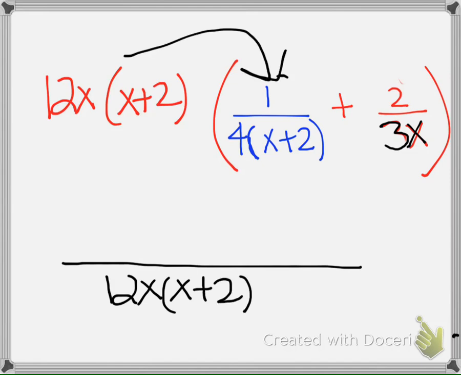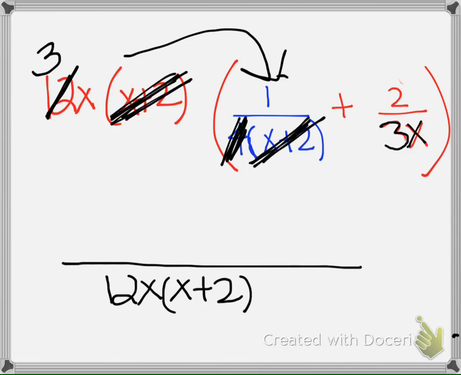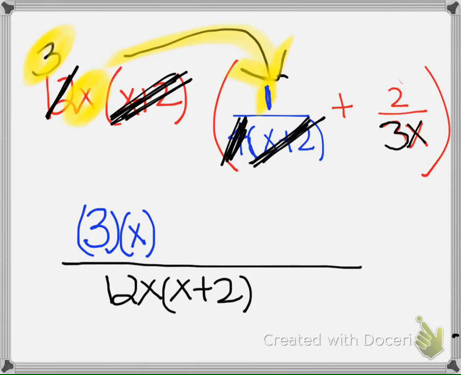And here, this 4 goes into this 12 here 3 times. And then this x plus 2 goes into this x plus 2. So what's left is this 3 and this x that needs to be multiplied to this 1 here. So we have a 3, and we have an x that needs to be multiplied to this 1 here. Then I'm going to bring down the plus.